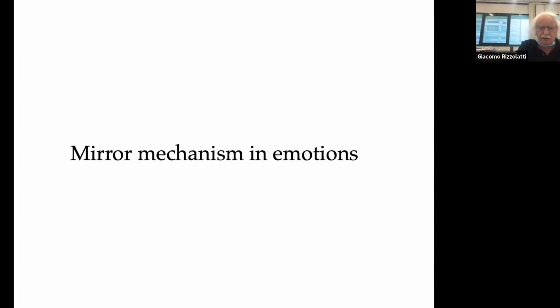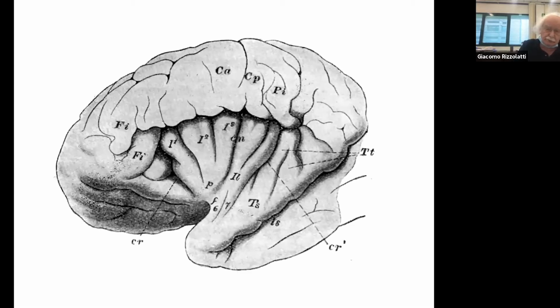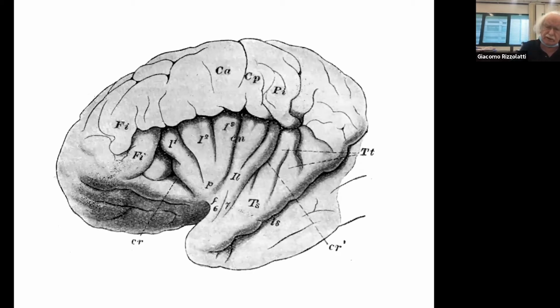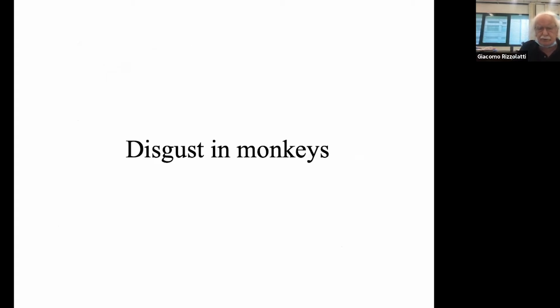So in the last years, we also started to study emotions. Here you see a part of the brain. The brain has been opened, and this part here is called the insula. So together with some students, Caruana and Gerbella, we studied a basic emotion, disgust. People may be surprised, but since the time of Darwin, disgust has been considered one of the basic emotions, because it allows you to survive. If you see that somebody is eating something and then vomiting, you don't eat that and you will not vomit. Okay, disgust.